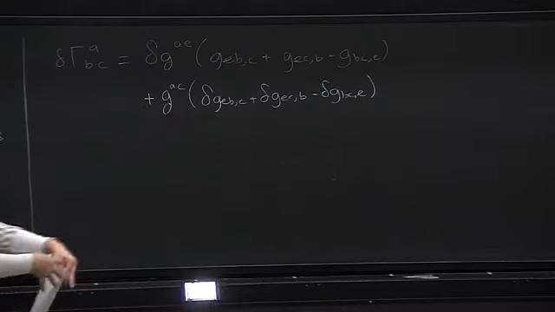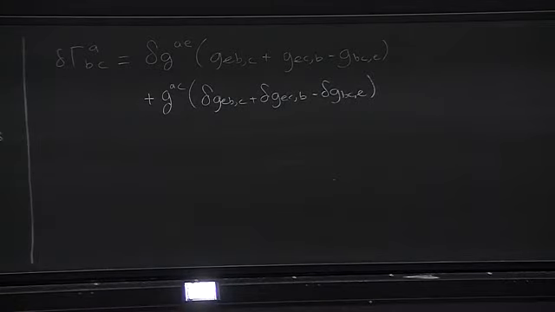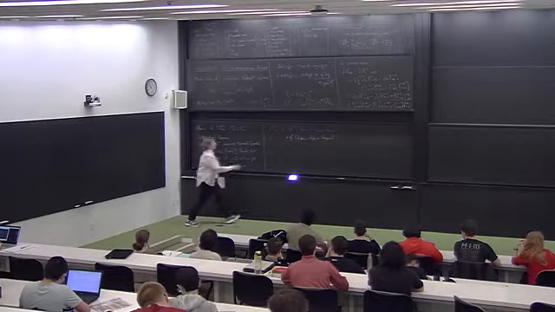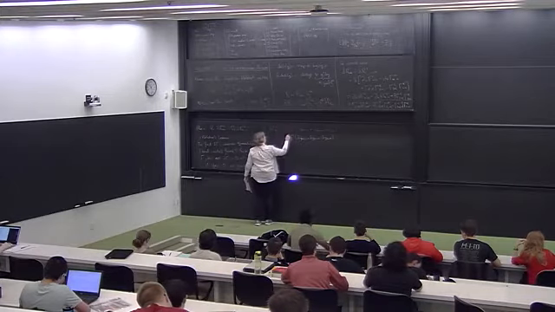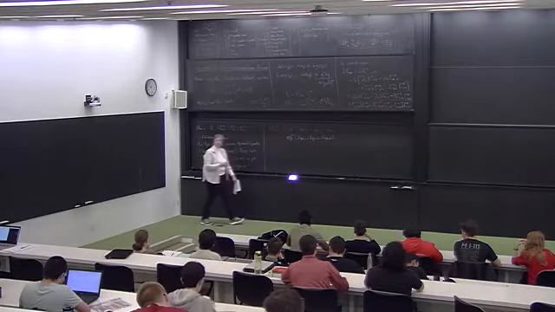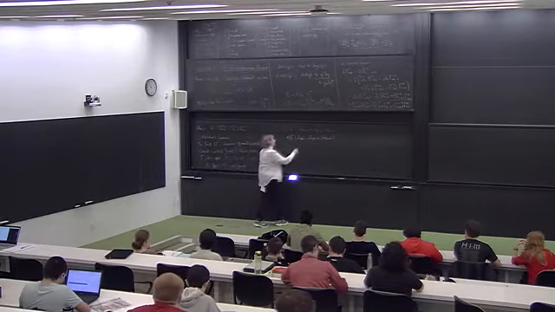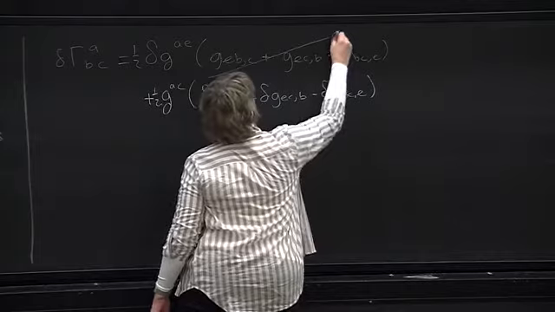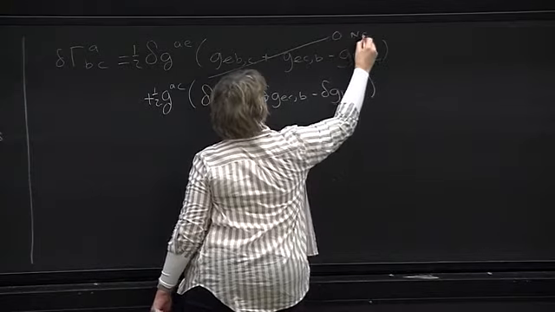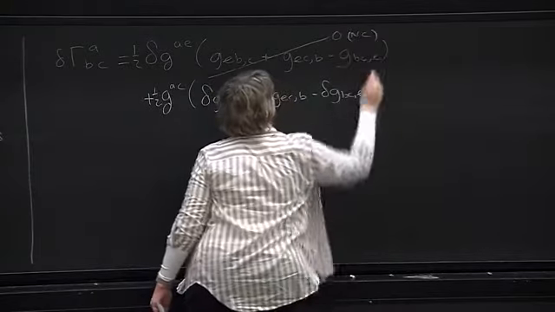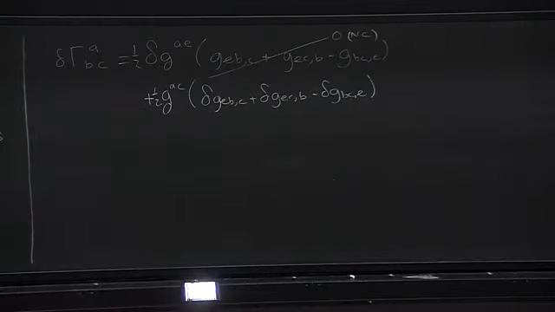we just sort of went through and said, what is delta gamma? We'd first of all vary the inverse metric in front of the derivatives of g. Then we'd vary g inside. So this first term is 0 because we're in normal coordinates. So it's just the second term that has a non-zero answer.